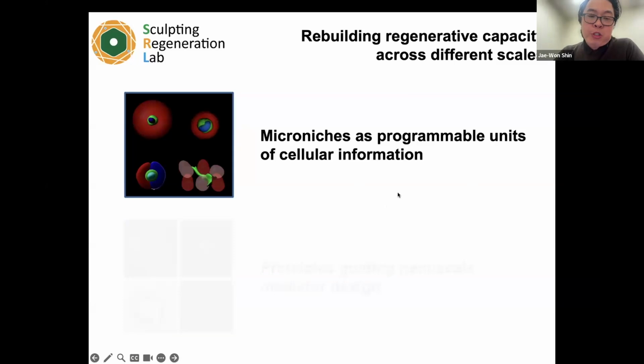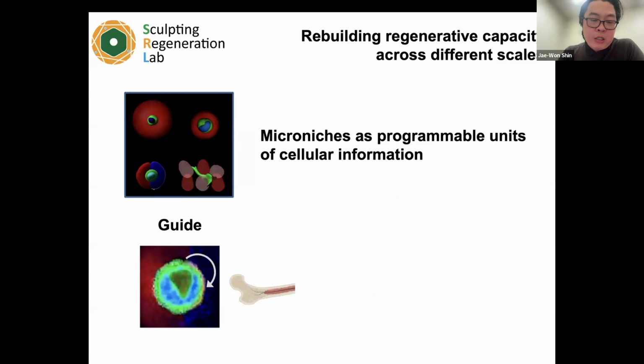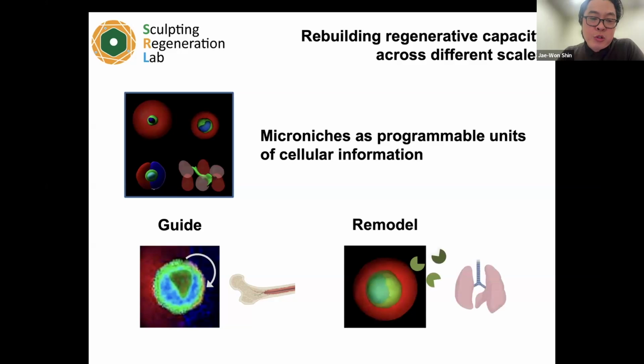So for this part of the talk, the micro niches, there are generally two parts, where the goal is to discuss how microscale environments can guide cellular behavior, but also remodel the environments that are already compromised beyond the immediate cellular environments.